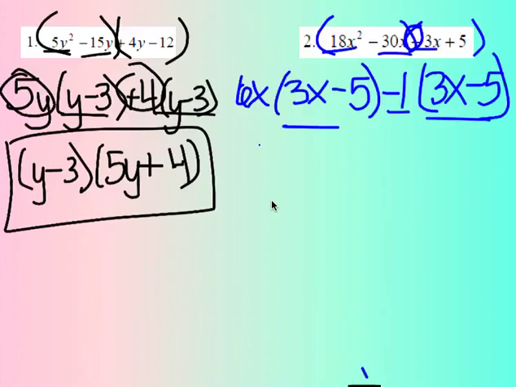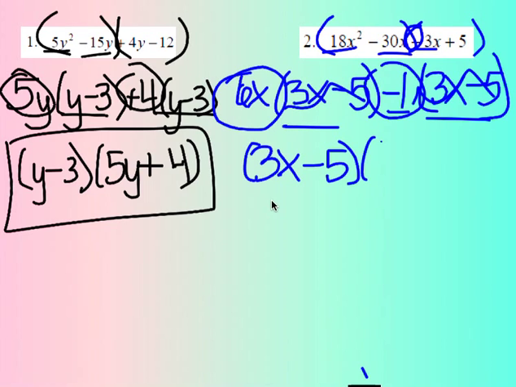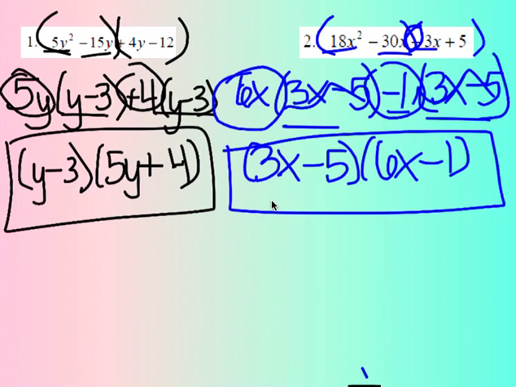So here my leftovers are matching, so I can factor those out. And then once I get rid of my leftovers, 6x minus 1 is left on the outside of that. So then this right here is my final answer for number 2.